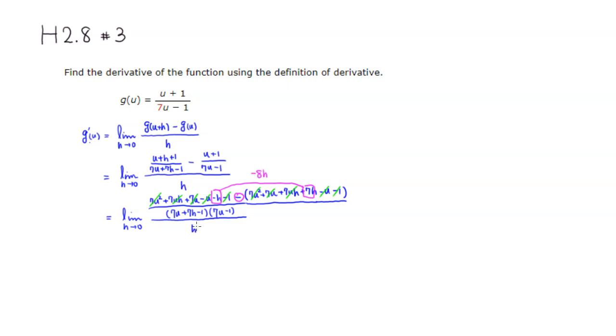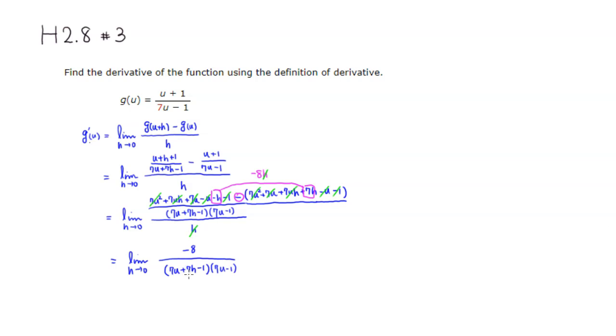So we can cancel h on the bottom, h on top. That's just a common factor. So if you clean it up, you have a limit as h approaches 0. On top, you have a negative 8. And on the bottom, we have 7u plus 7h minus 1 times 7u minus 1.